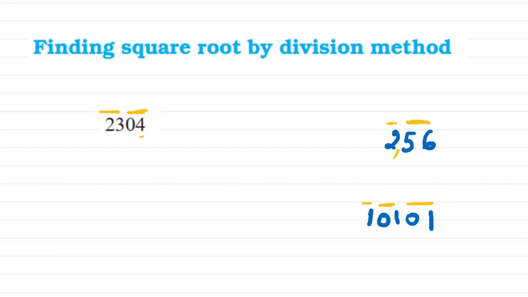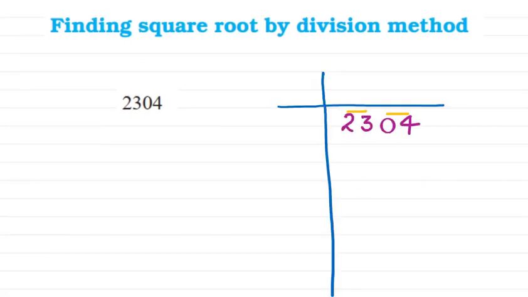Now we will see how to find the square root. In this method the first step will be the same, that you have to pair up the number. This division is a little bit different from the normal division. Here you have to see the first pair. The first pair is 23. Now your divisor and quotient will be the same.